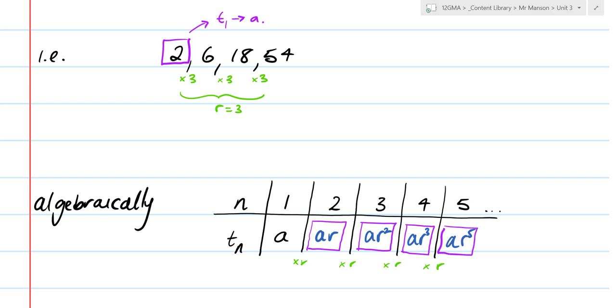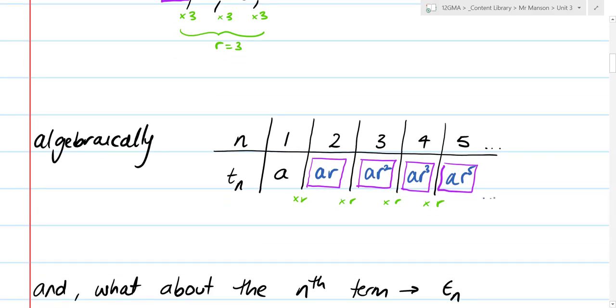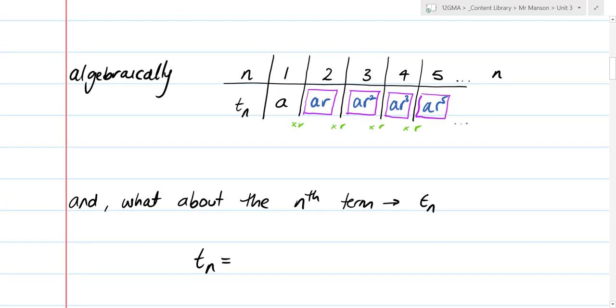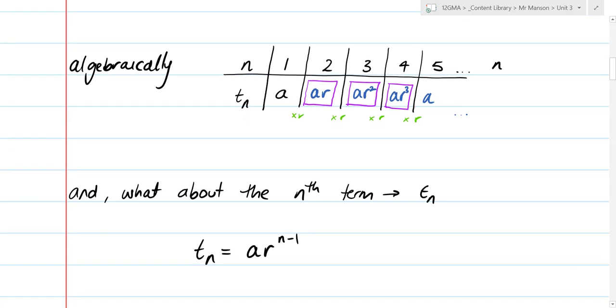But hopefully you can see here that as we go along, we get an nth term. And what about the nth term? The nth term is AR to the power of n minus 1. And have a look at the pattern again. The second term was AR to the power of 1. The fifth term was AR, sorry, that should say 4. My apologies. AR to the power of 4. The fifth term was AR to the power of 4, so on and so forth. So that's our generalisation for the nth term.